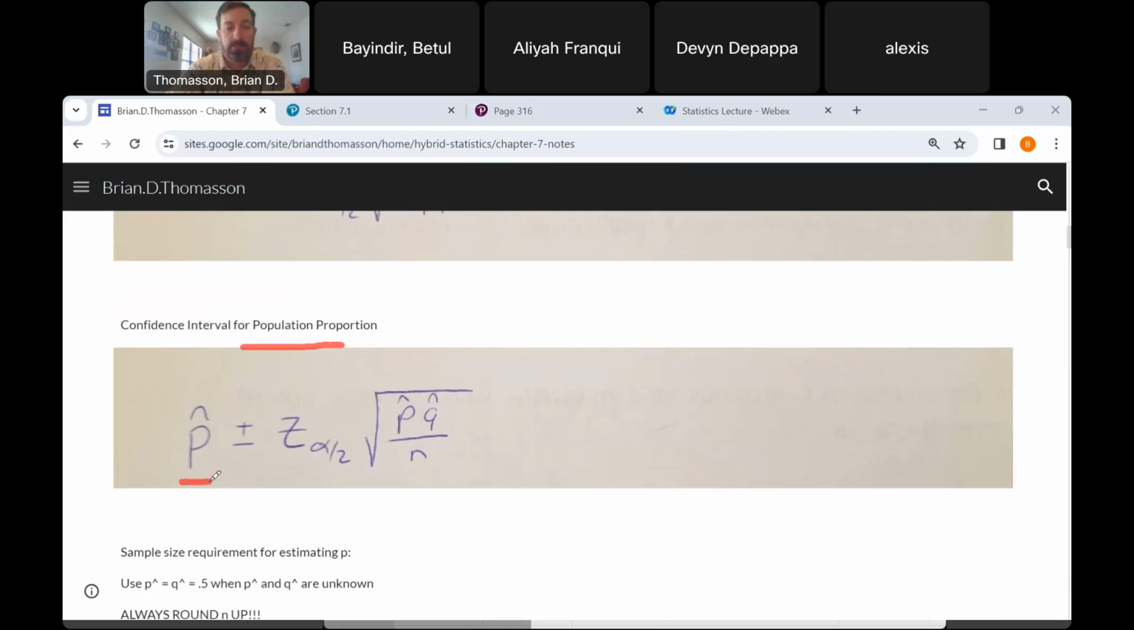So we have our point estimate p hat. We're going to add and subtract. There's our plus or minus. Here's our 2, and here's our standard error. So we're taking our point estimate and adding and subtracting our 2 standard errors. So we're building that net.